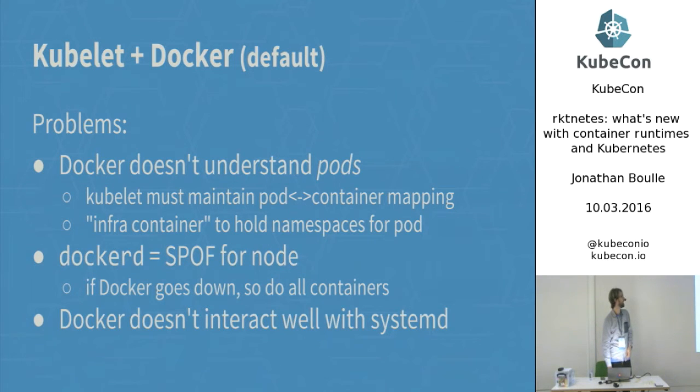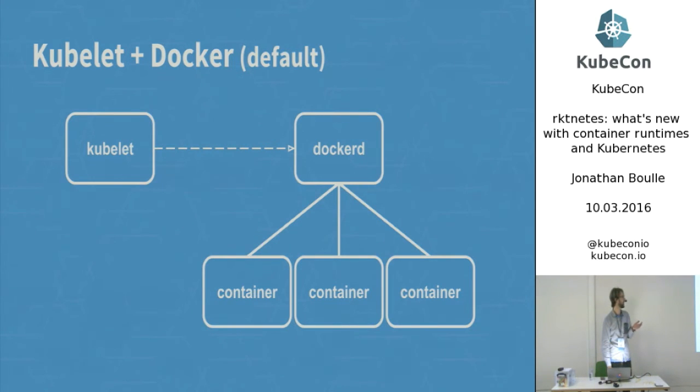And then the kubelet also needs to do these sort of weird tricks, like it needs to maintain what it calls an infra container, which is basically just a sleeping Docker container that holds the namespaces that constitute the pod. Because a pod, by definition, shares namespaces between the apps. So this is kind of hacky. It's not ideal at all.